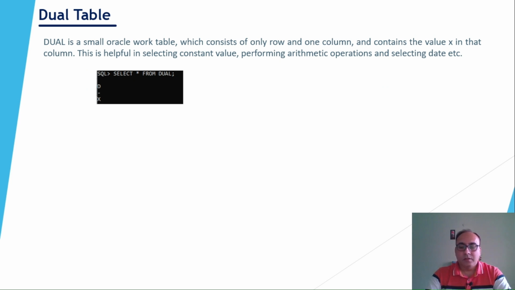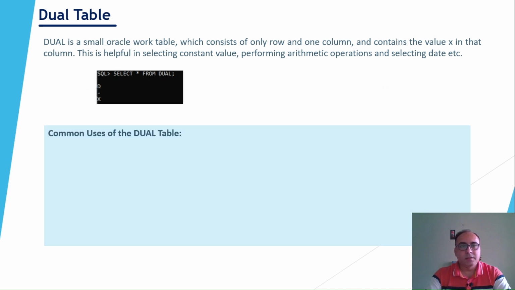Now let's talk about some common uses or examples of the dual table. Number one, selecting a constant. This is how we can select a constant from the dual table. For example, SELECT 'hello world' FROM dual. Here hello world is basically a string constant, because we are not selecting this particular value from any column.